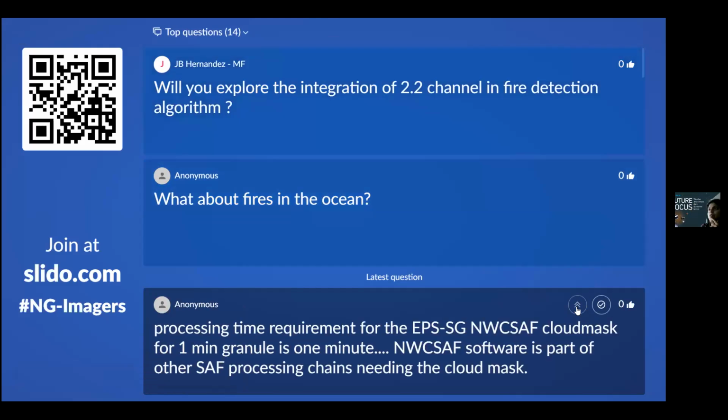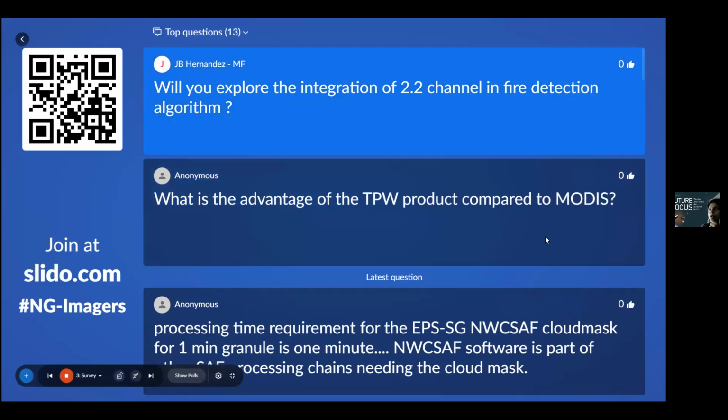Will you explore the integration of the 2.2 channel in the fire detection algorithm? That's for sure. That we are doing. We are doing it as soon as we get the real FCI data in. We will explore that channel.